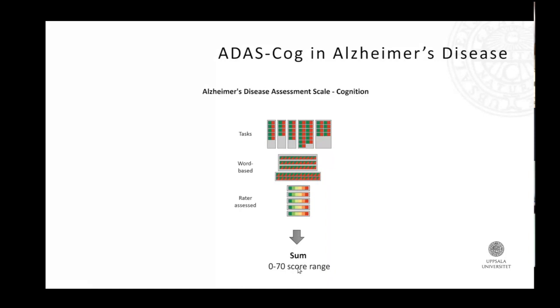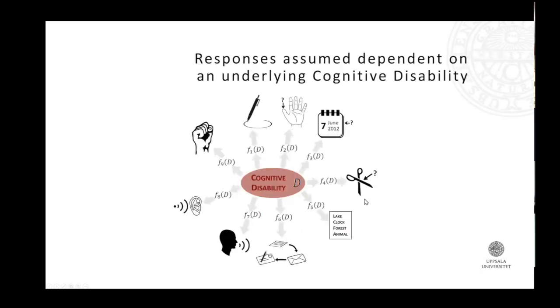But of course, the seminar today is about item response models, which offers an alternative to this. The basic assumption in an item response model is that all the responses to all these assessments are caused by a single common factor. And in case of the ADAS-Cog, it would be the cognitive disability of the patient. Because this drives the probability of completing correctly or failing to complete correctly the different tasks, we can formulate mathematical relationships between this cognitive disability and the probability of failure.